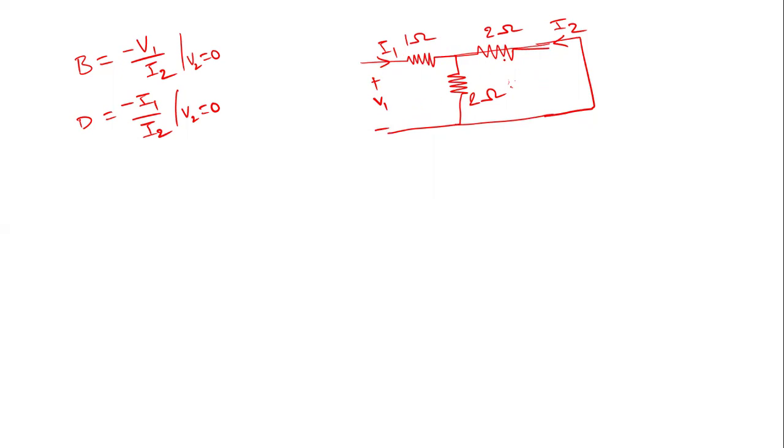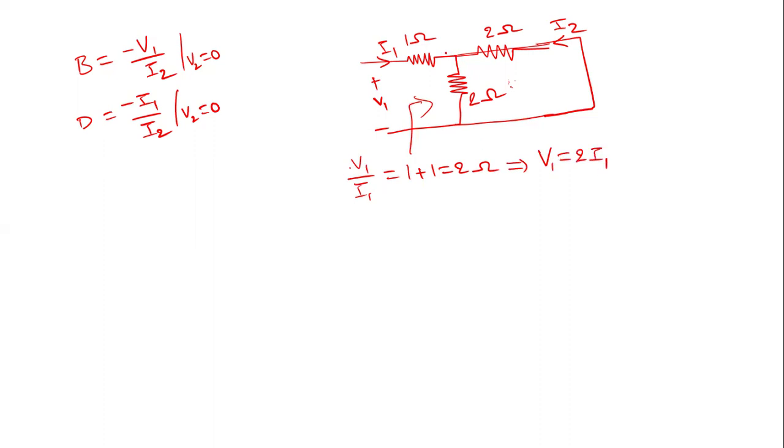The 4 ohm is parallel to this short circuit path, so we can neglect it. Now if you observe this circuit, the input resistance is V1 by I1, which is equal to this 2 ohm and 2 ohm in parallel. That combination is 1 ohm. This 1 ohm and that combination are in series, so 1 plus 1 is 2 ohms. The input resistance is 2 ohms, so from this we can write V1 equal to 2I1.